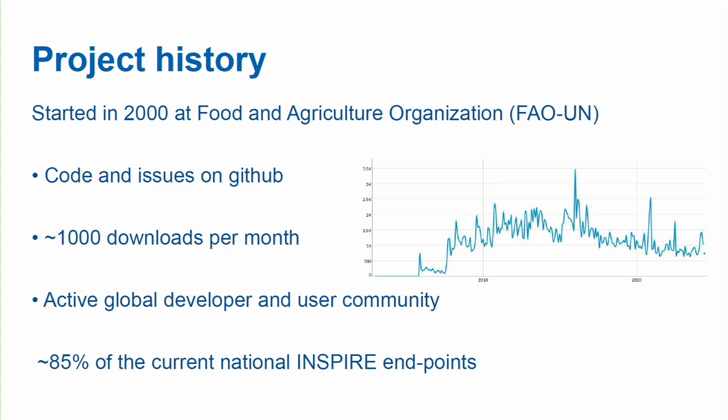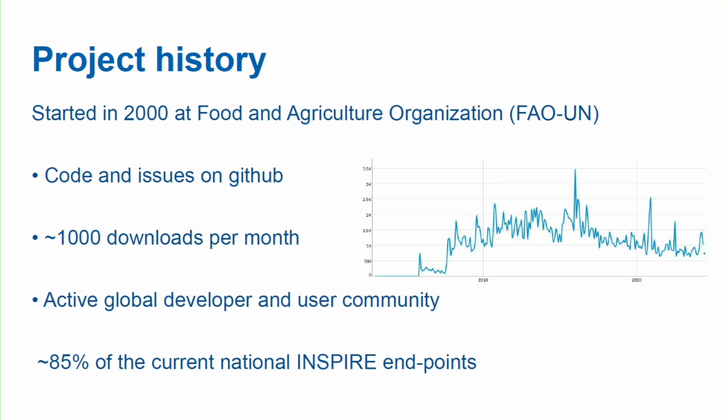Project history, it started in 2000 by myself in the Food and Agriculture Organization of the United Nations. Its code and issues are on GitHub. We have over 1,000 downloads per month, which is not necessarily a lot for a product, but for a catalog, I think it is. We have an active global developer and user community.